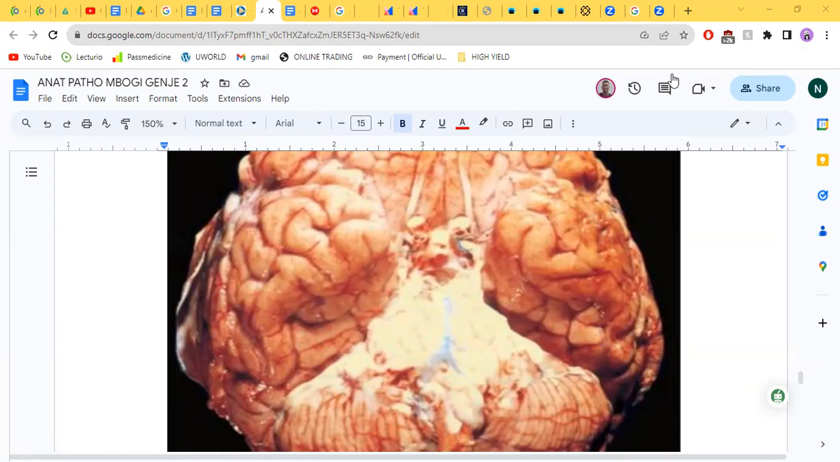Now, when you're asked to describe this gross morphology, what you say is there's a thick, yellow, web-like exudate running from the optic chiasm all the way over the midbrain, over the pons, and over the cerebellum. And the diagnosis will be TB.